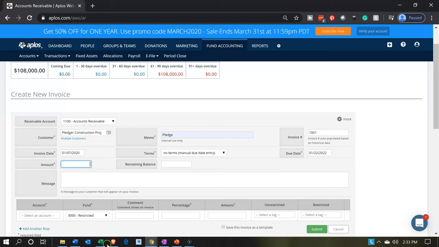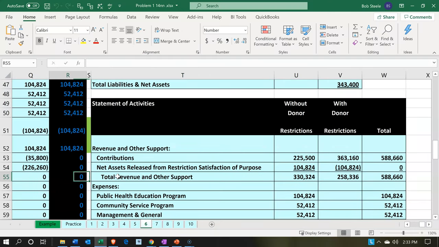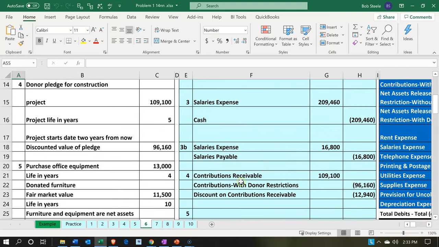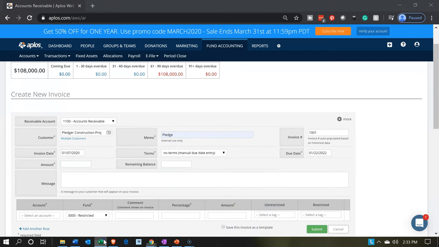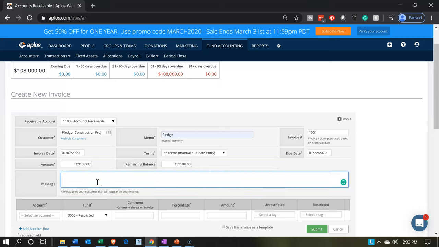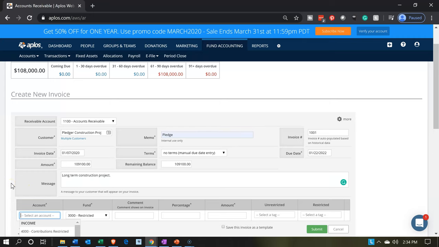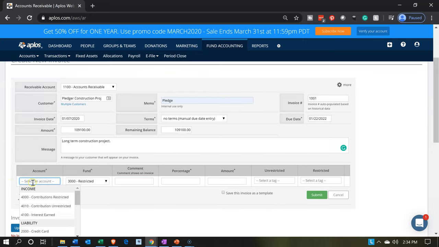In any case, we're going to go back to the amount. I'm going to go back to the left and scroll back up top, and we're going to say the amount is going to be 109,100. And then the remaining balance is that as well. And then we might say this is for a long-term construction project, and that we might not get paid on whatever terms they're agreeing to pay us in. And then we have the accounts receivable, and we're going to put this into the contributions restricted category. So it's going to be restricted.